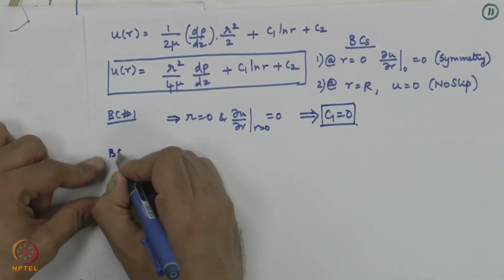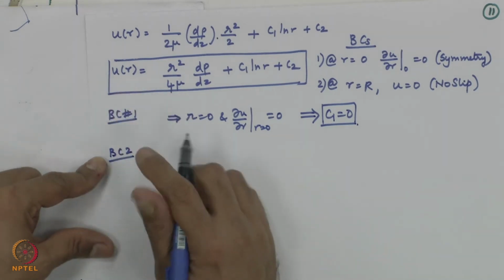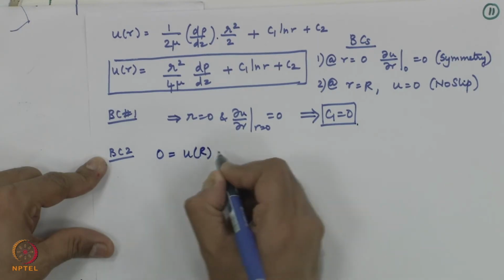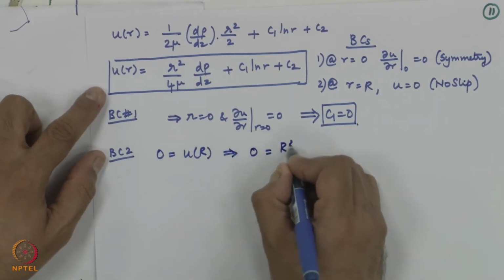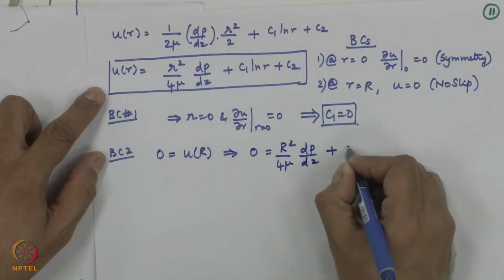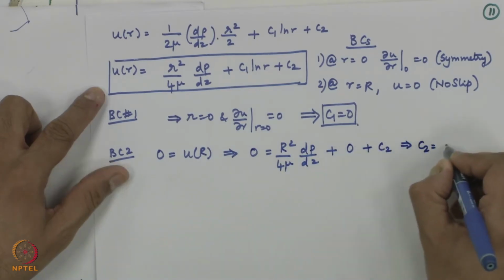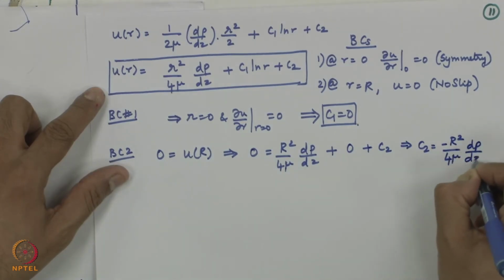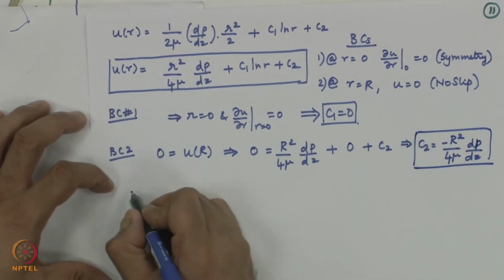Second boundary condition is r equal to capital R, u of r is 0. I get 0 is equal to u of capital R, which means substitute here 0 equal to r squared by 4 mu dp by dz plus C 1 log r is 0 plus C 2. This gives me C 2 is equal to minus capital R squared by 4 mu dp by dz.